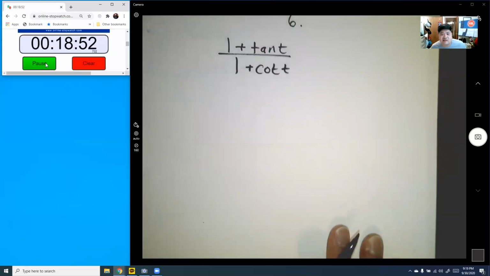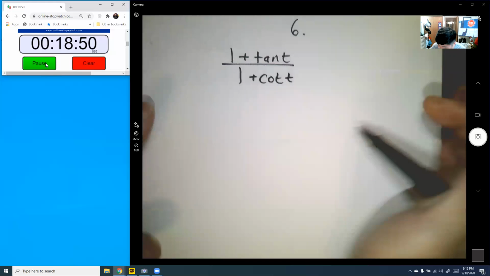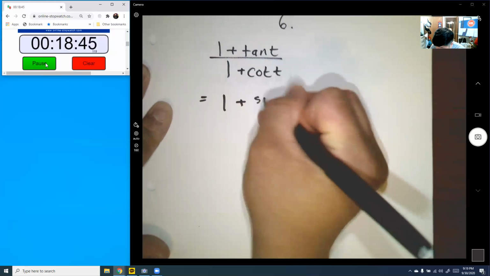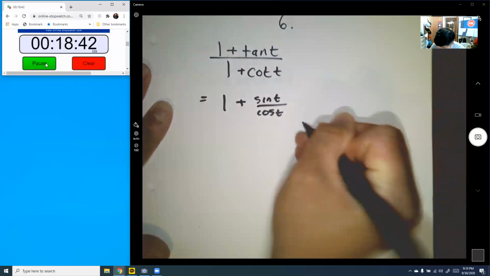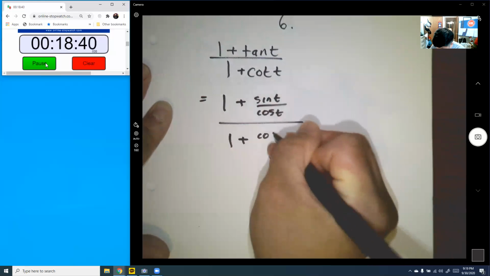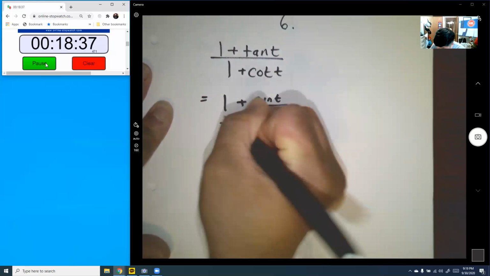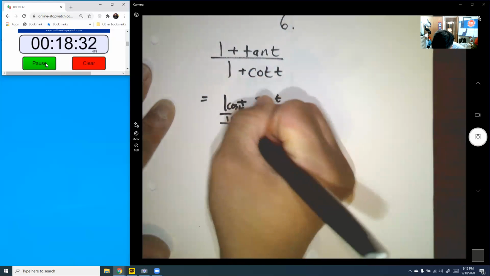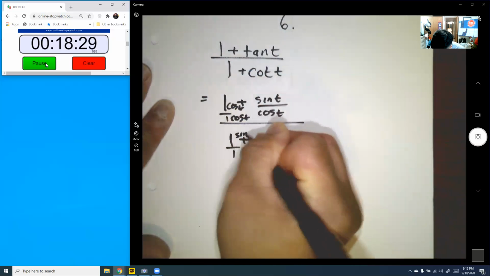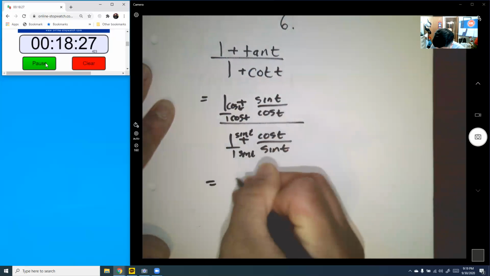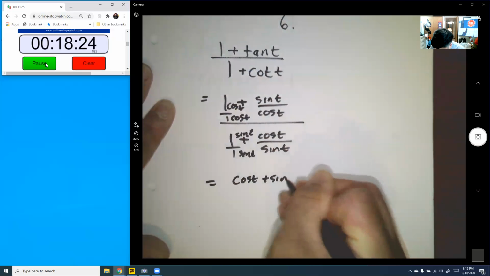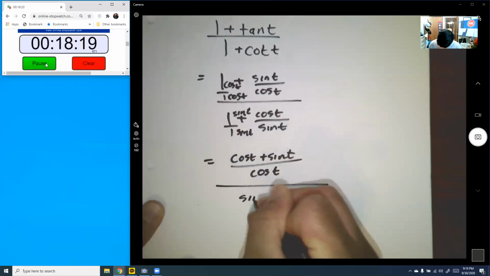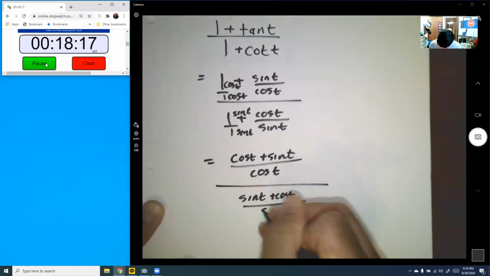1 plus tangent t over 1 plus cotangent t. Similar strategy to the last one, sines and cosines, so tangent t is sine of t over cosine of t, and cotangent t is cosine of t over sine of t. I'll rewrite the ones as 1 over 1 and find the common denominator in the numerator, which is cosine of t, and then the denominator is sine of t. So then I have in the numerator cosine of t plus sine of t all over cosine of t all over, all right, sine of t plus cosine of t all over sine of t.